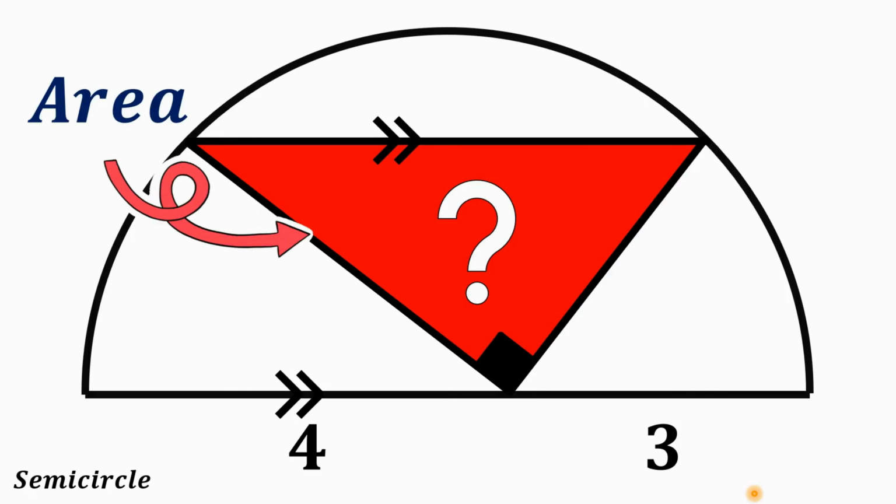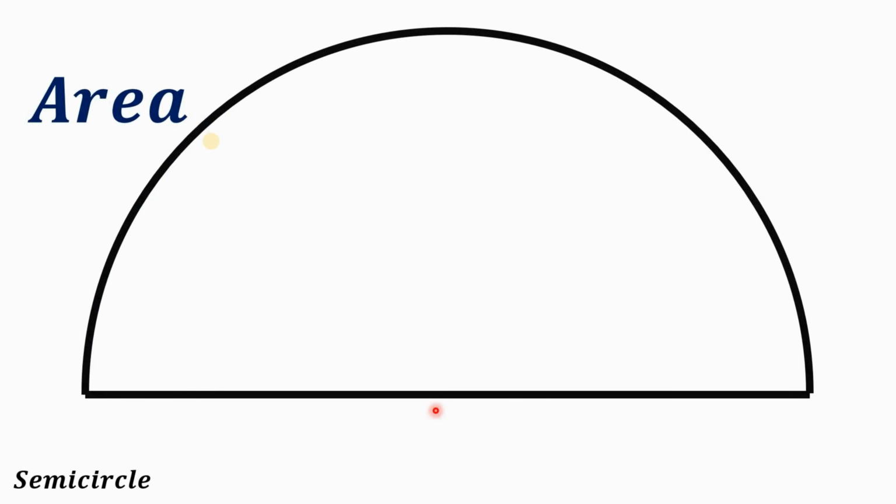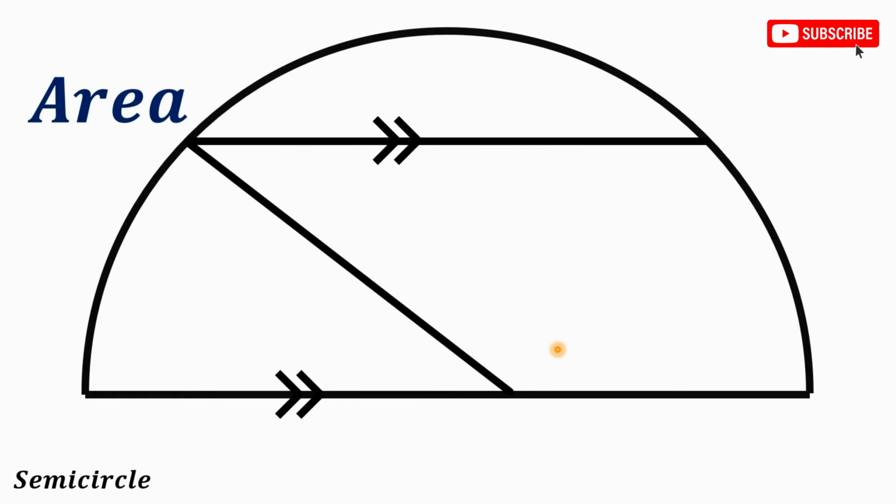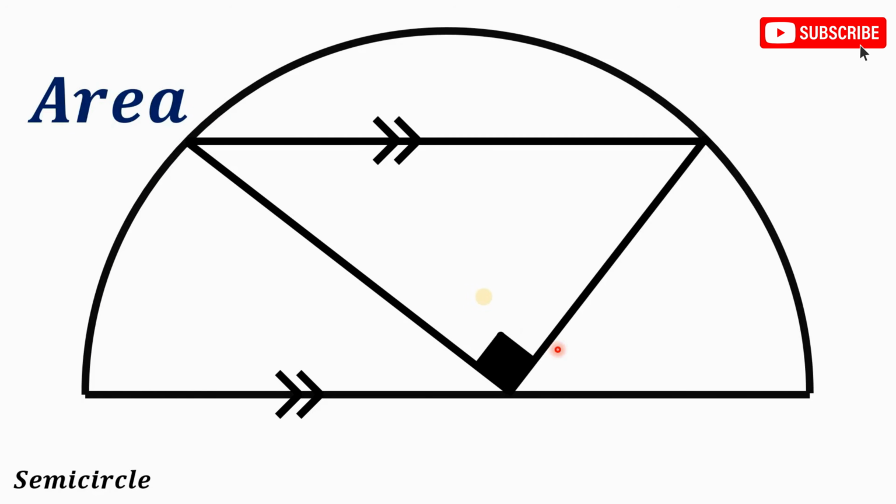Can you solve this geometry challenge? Here's the question. Given this semicircle, let's draw a chord that is parallel to the diameter of this circle. Now from here, let's draw some segments that are perpendicular to one another. And now from this point to this intersection, this is 4 units. And from this intersection to the other end, this is 3 units.